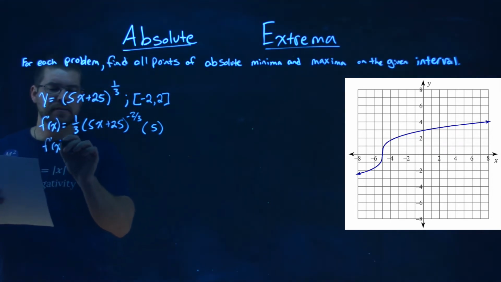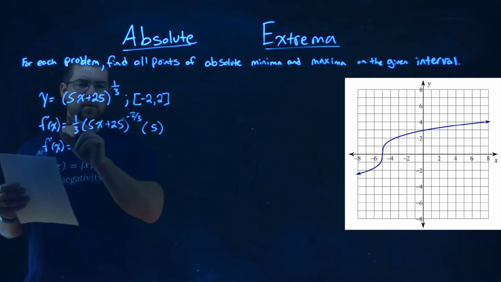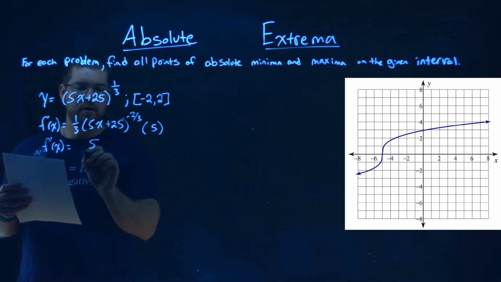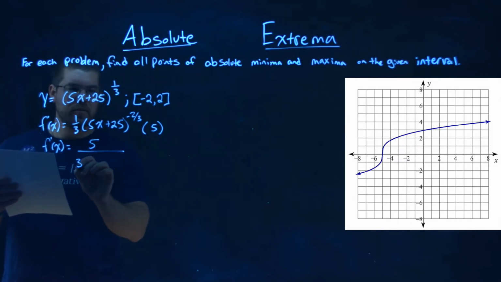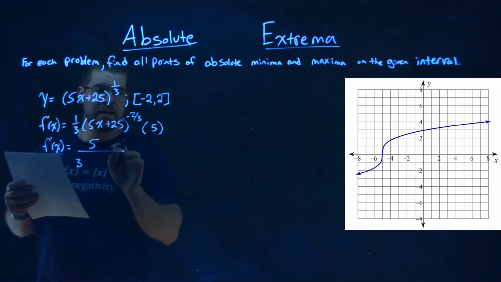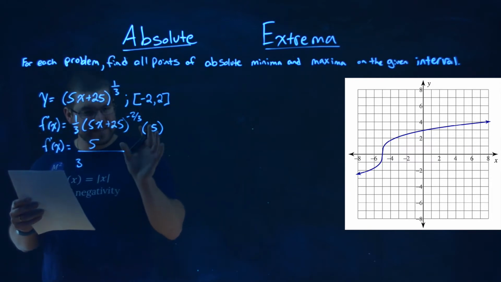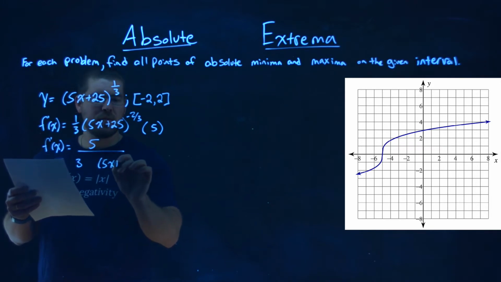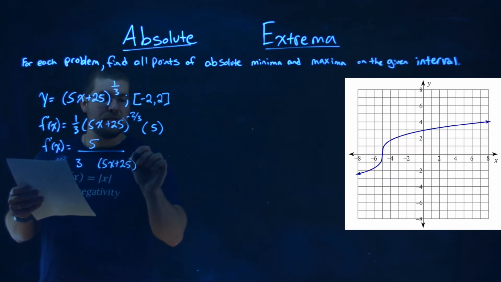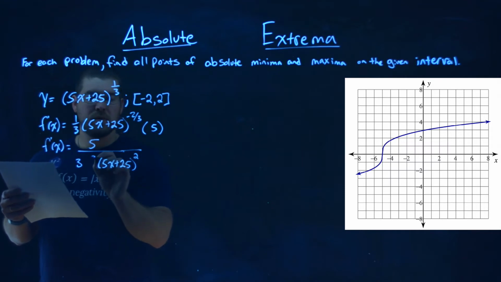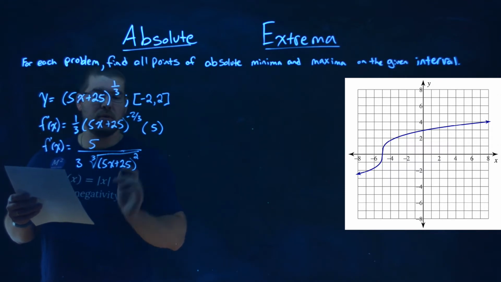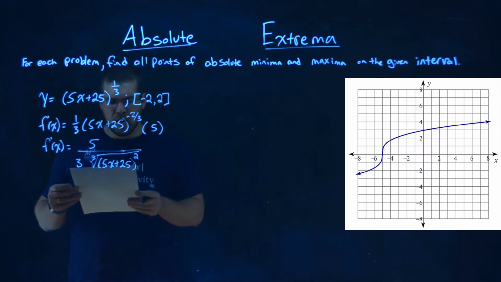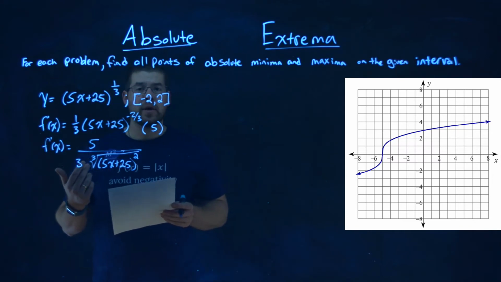F prime of x is equal to, well, 1 times 5 is 5 in the numerator, and the denominator is just 3. And then we have 2/3 comes down, with the positive exponent in the denominator. And so that 5x plus 25 is squared, but we also want to take the third root of the whole thing. Okay? Alright, so now we want to find our critical values.